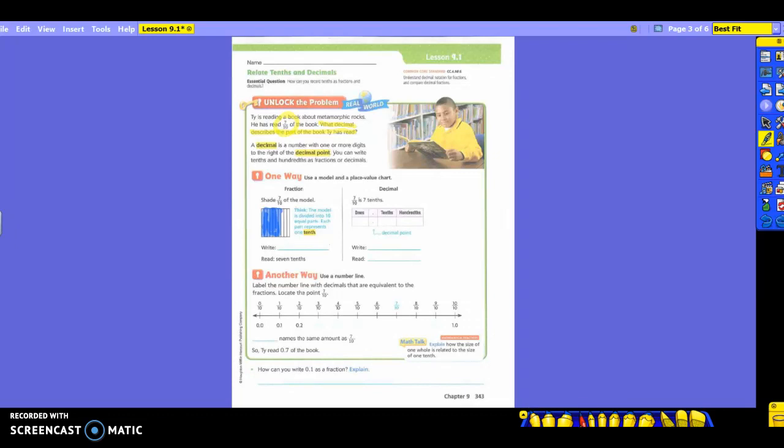We know that the model is divided into 10 equal parts, and each part represents 1/10, because there is a total of 10 total, and you're going to shade 7 of those tenths. That's what we were told to do, correct? All right. Now we need to be able to write it and read it. When we write it, it's just going to look like the fraction that we've been doing. When you read it, notice what they wrote.